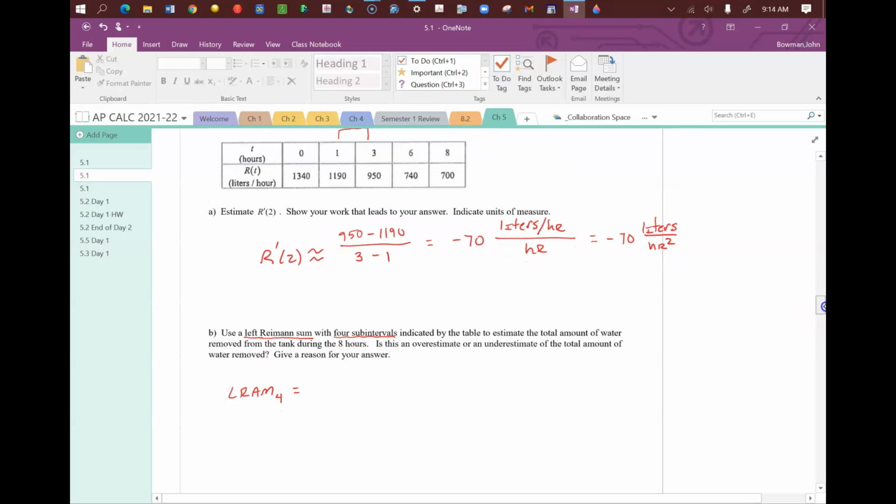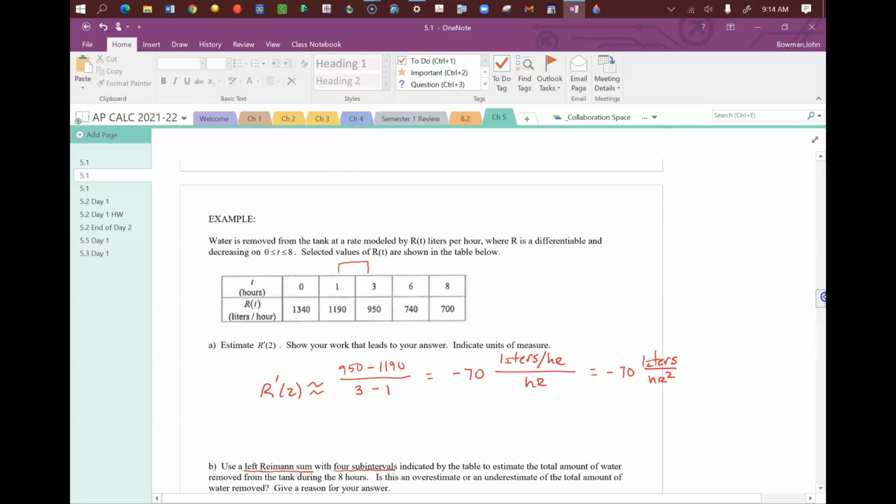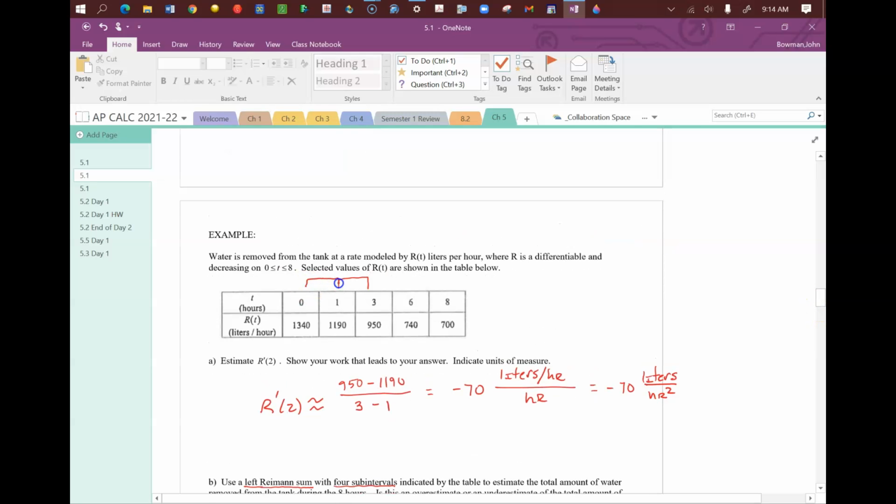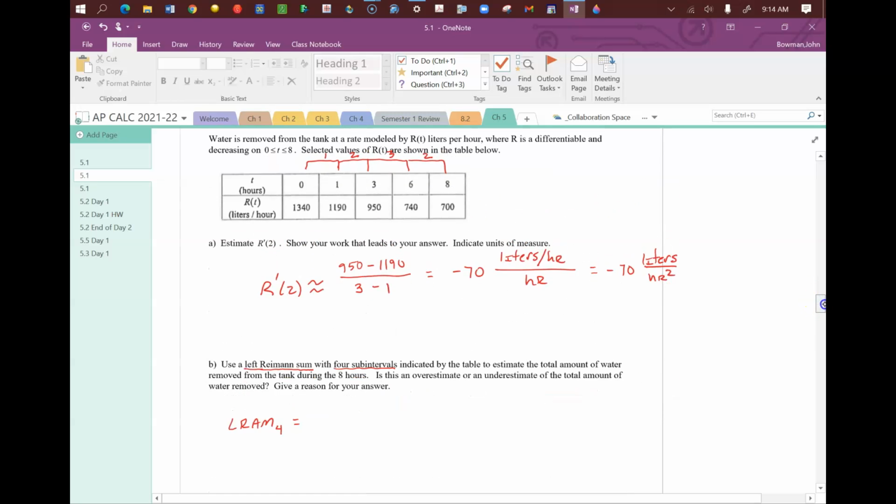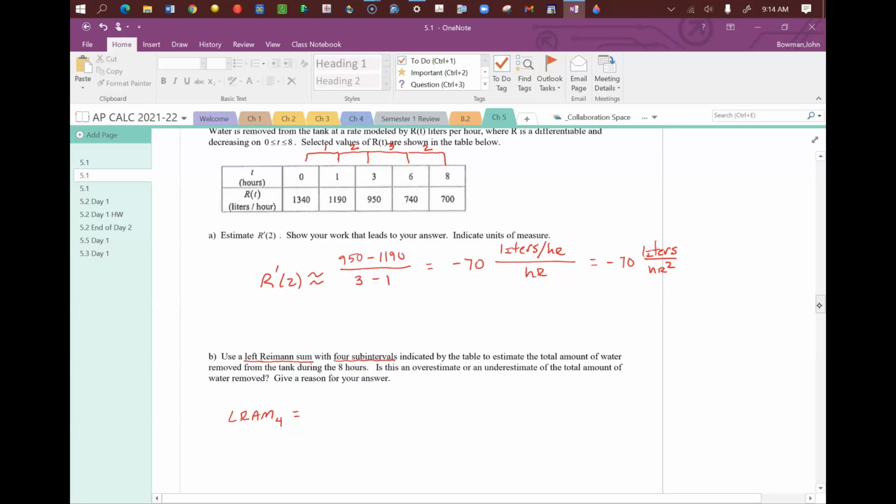And we're going to have to pay attention to our intervals here. So our intervals from 0 to 1 are 1 unit, 1 to 3, 2 units, 3 to 6, 3 units, and 6 to 8, 2 units. Again, they are not equal in width. So our rectangles, if you were to visualize this, are not going to be equal in width. And we are using the left-hand rectangular approximation method. So we're going to use R of 0, R of 1, R of 3, and R of 6.